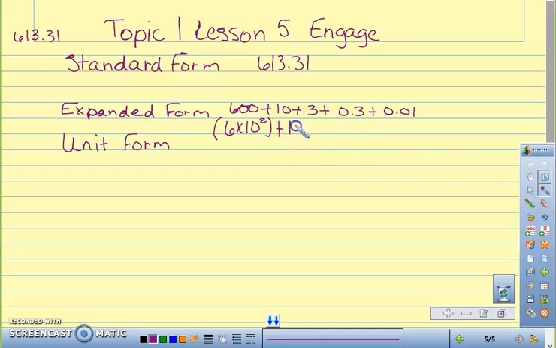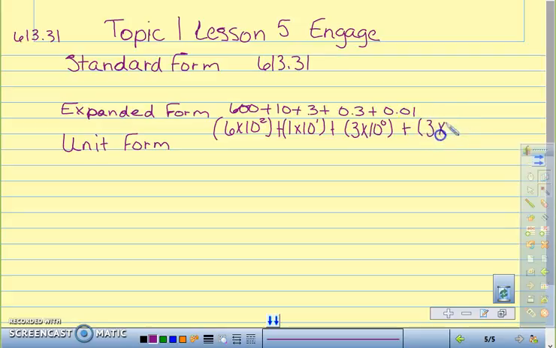1 times 10 to the first power, which is the same as saying 1 times 10, plus 3 times 10 to the 0, because that means the same thing as 3 times 1. And then I would have my tenths, which would be 3 times 1/10, because that would equal 3/10, plus 1 times 1/100th.